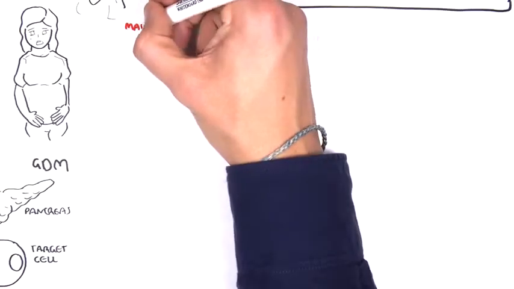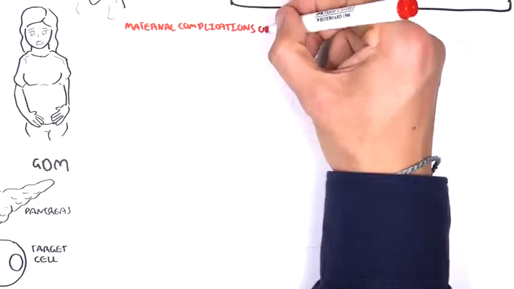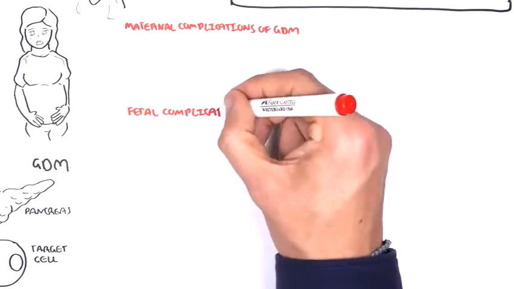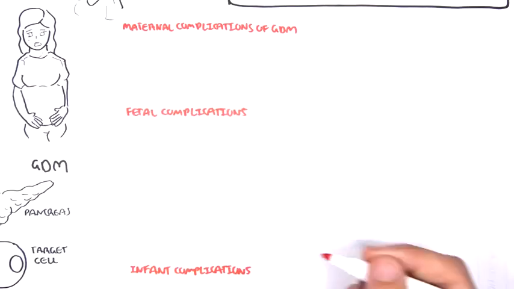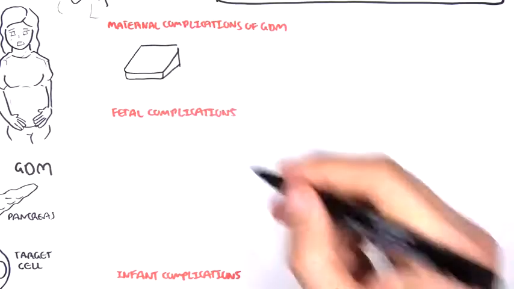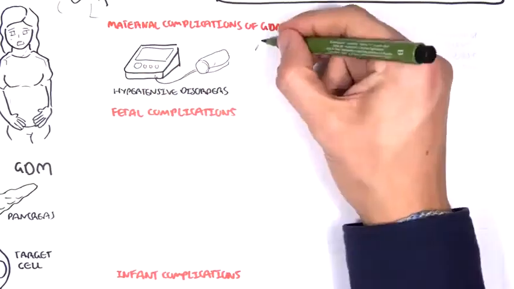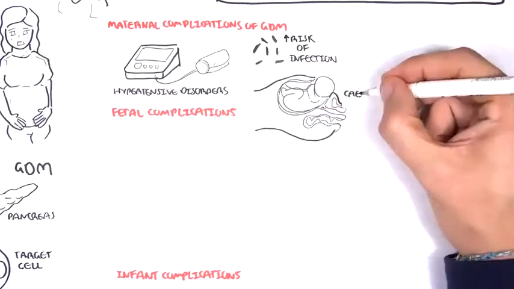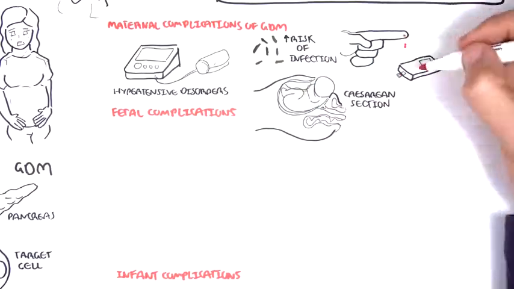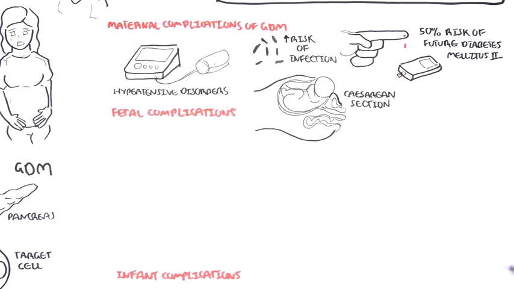The complications of gestational diabetes can be divided into maternal complications, fetal complications, and infant complications. Maternal complications or mother complications of gestational diabetes include hypertensive disorders, increased risk of infection, cesarean section. There's a 50% risk of developing future diabetes type 2. A maternal complication can also be a treatment complication where you get insulin-related hypoglycemia.